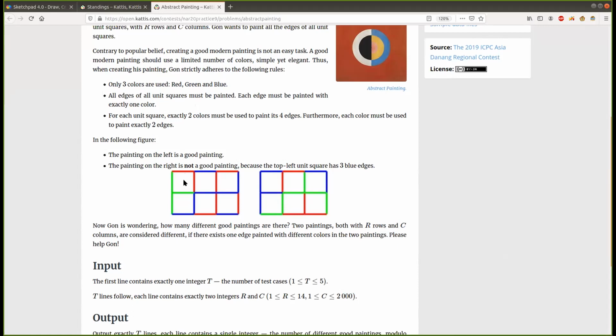For example, this one's red and green, this one's red and blue, this one's red and blue, this one's blue and green. And the rule is that of those 2 colors, each one has to appear exactly twice. So it can't be red, green, green, green, it can't be all one color, and it can't be all 3 colors appearing. That's the rule. So 2 colors appear and each one appears twice for each square.